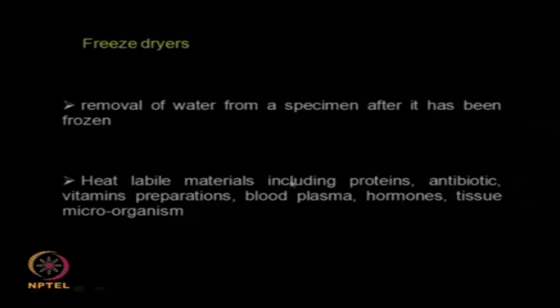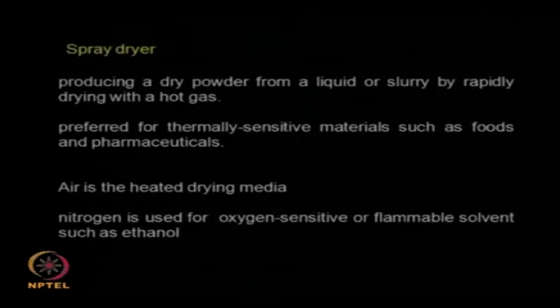It is very good for heat labile materials like proteins, antibiotics, vitamins, blood plasma, hormones, tissue, microorganisms. So here if you raise the temperature, what will happen? The material will totally get deactivated. So there is no other way other than using freeze drying here. So what you do is you reduce the temperature so that the water becomes ice, so it is frozen.